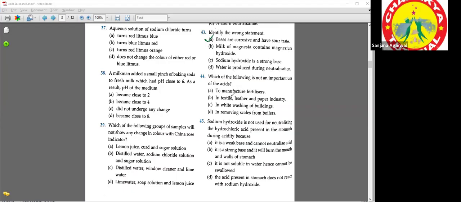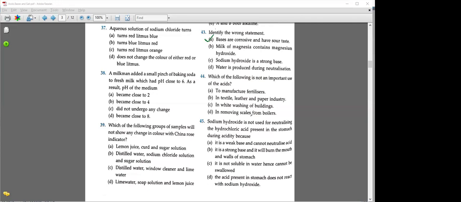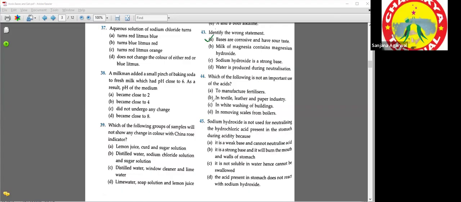To manufacture fertilizers, in textile, leather, and paper industry, whitewashing of buildings, or in engineering skills from boilers. Because A, B, D are important. Definitely it is used in textile, leather, and paper industry. In whitewashing of buildings, whitewash is made out of quicklime, CaO, that is basic in nature, and further it gets converted to calcium hydroxide, which is a better base. To manufacture fertilizers also they are used, and in engineering skills from boiler. I guess C should be the option, because in whitewashing, the white color substance we use is already a base.